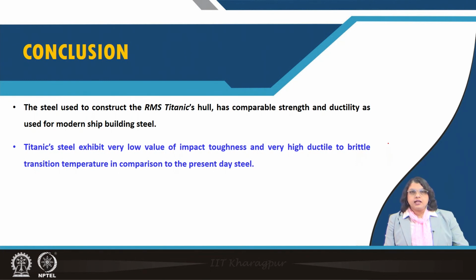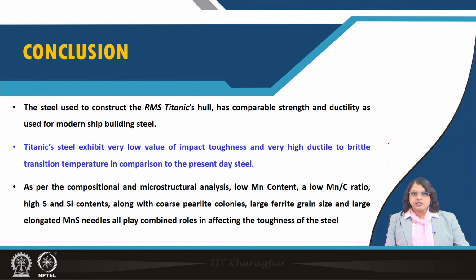Okay, Titanic steel exhibits a very low value of impact toughness and a very high ductile to brittle transition temperature, as high as 50 to 60 degree centigrade, whereas the one that is used for present day steel is around minus 27 degree centigrade. The iceberg water was around minus 2 degree centigrade, which made it fail in a brittle fashion quite easily.